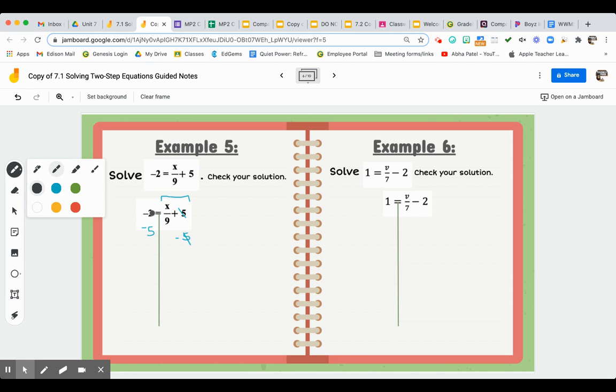And you're going to have negative 2 minus 5, or negative 2 plus negative 5, same thing. It gives you negative 7 equals x over 9. And then we have a division over here. That means we're multiplying. So we can multiply 9 to both sides.